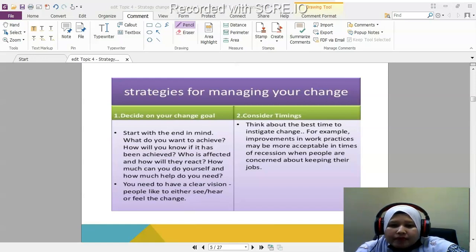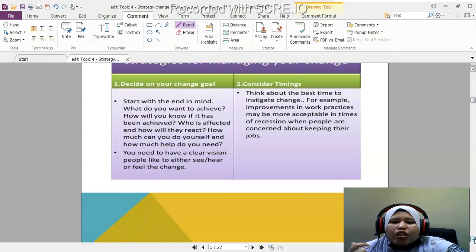Secondly is to consider timing. When you want to change, think about the best time to instigate the change. For example, improvement in work practice may be more acceptable in times of recession when people are concerned about keeping their job. That is the strategies for managing, how to manage your changes.